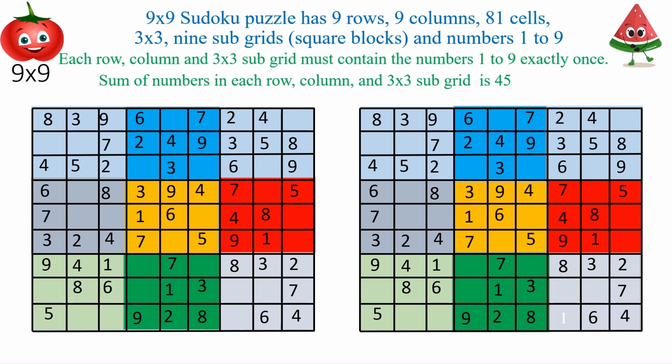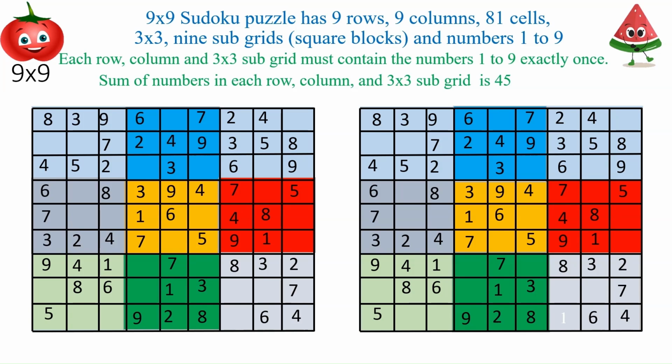This 9 by 9 Sudoku puzzle designed for elders consists of 9 rows, 9 columns and 81 cells divided into 9 3 by 3 subgrids with numbers from 1 to 9. Each row, column and subgrid must contain the numbers 1 to 9 exactly once, and the sum of the numbers in each is 45. In this example, there are 24 vacant spaces.